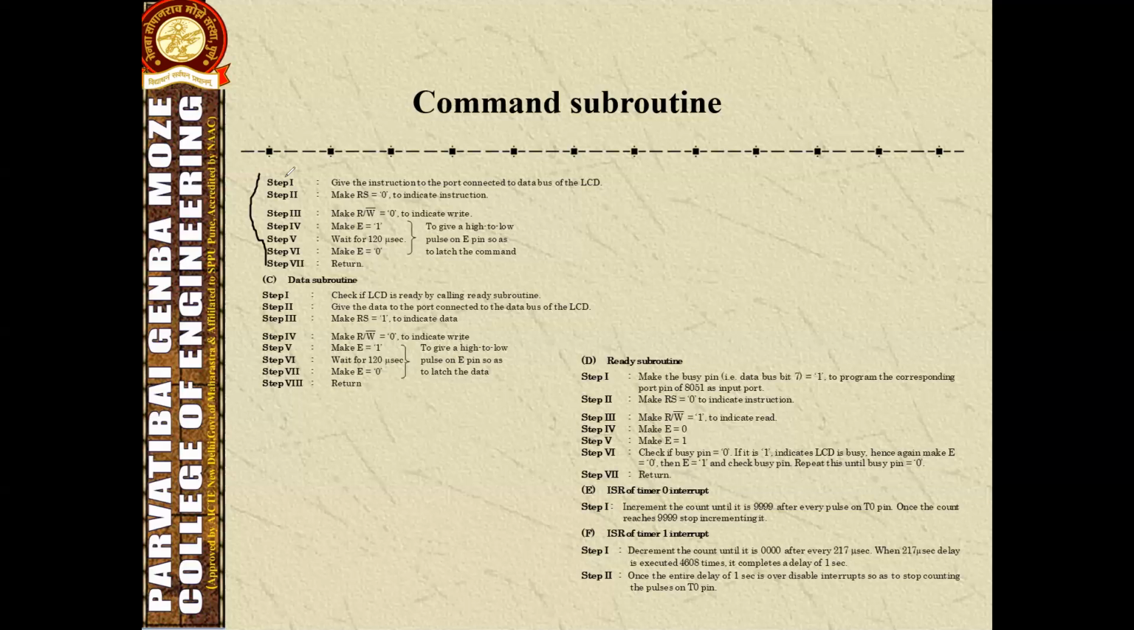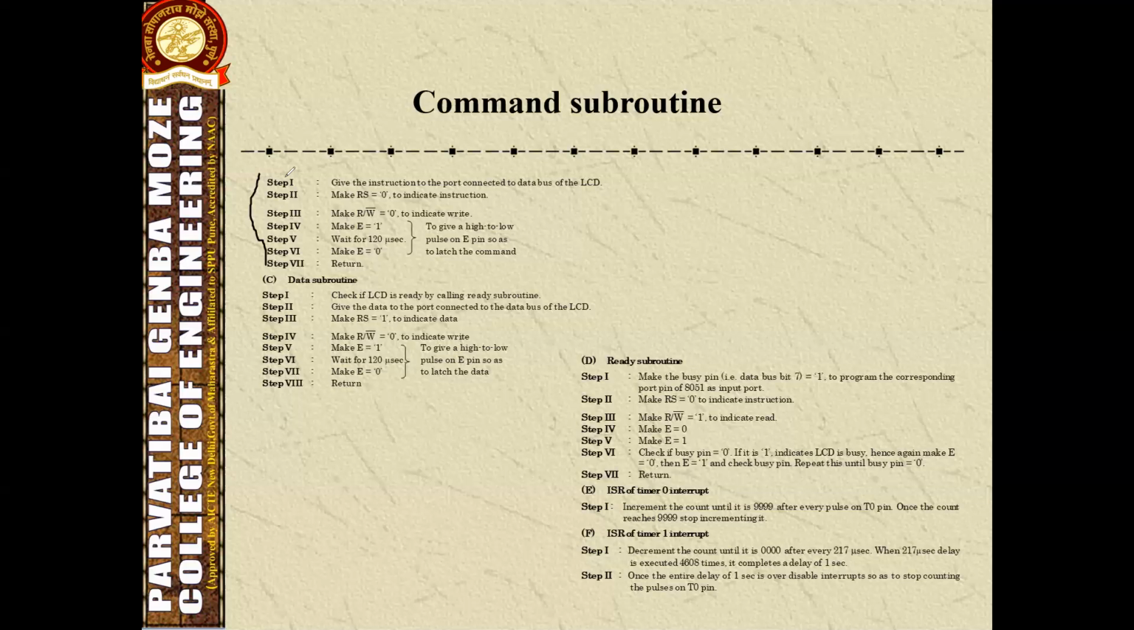Here an interrupt will be generated for timer 0. Increment the count until it is 999, after every pulse on the T0 pin. Once the count reaches 999, stop the increment. This is where we are writing the interrupt program. When the T0 register reaches this higher value 999, the timer should be stopped.